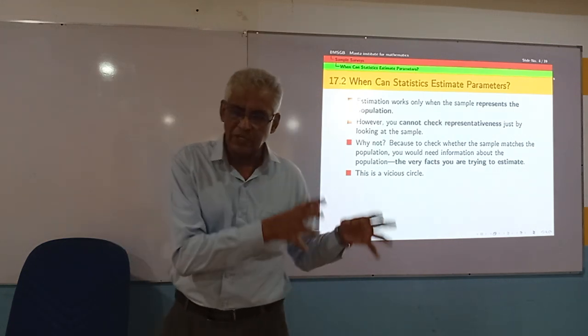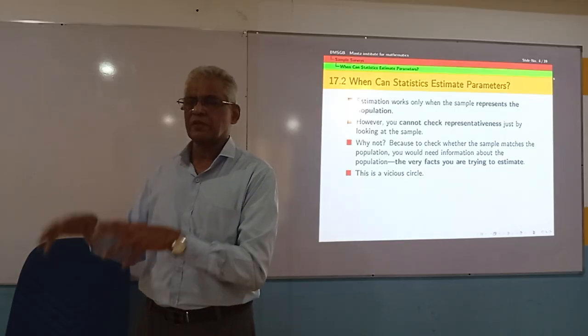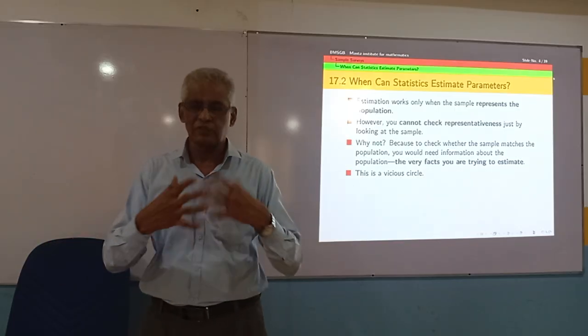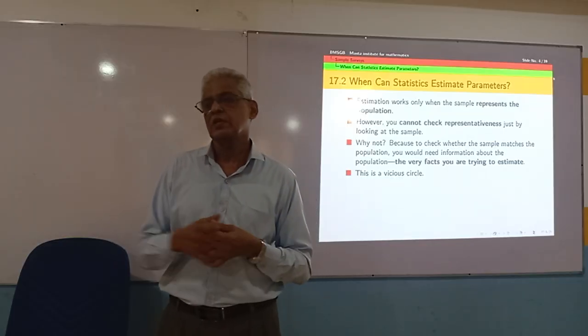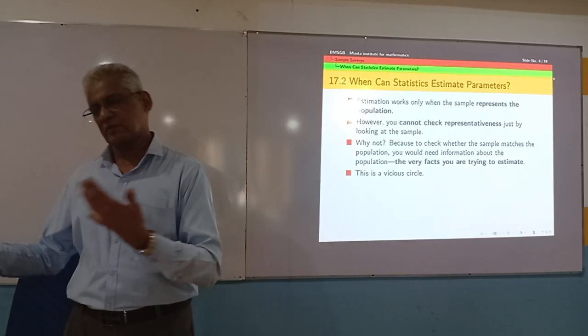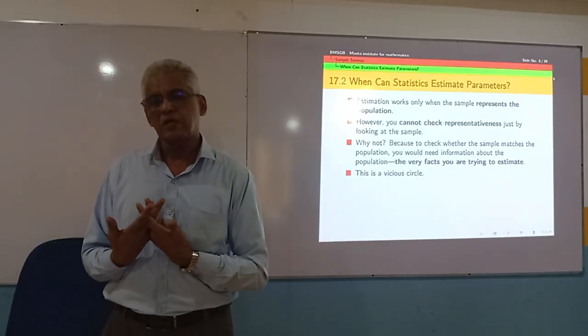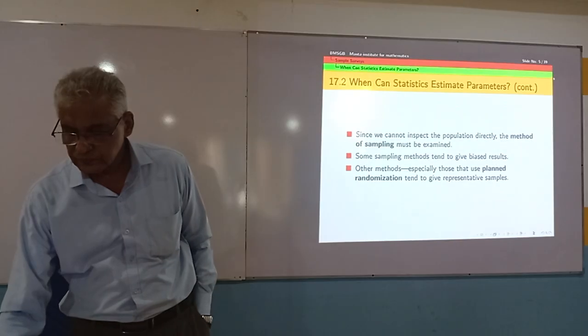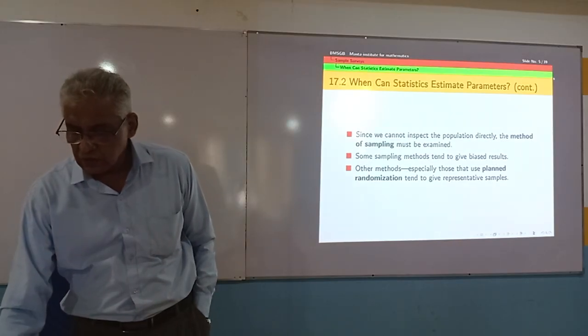Instead of looking at the sample itself and comparing its composition with the composition of the population, which is usually impossible to do, we select a suitable sampling method, and then according to theory, we know that it's going to be a representative sample. So that's what it says.